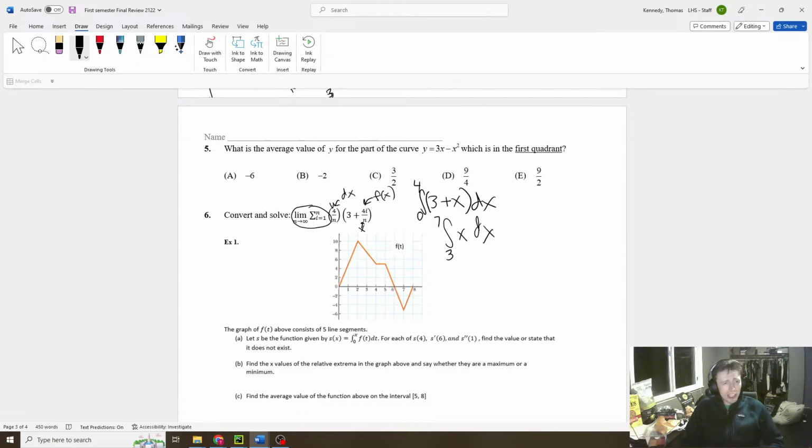And the last one that I can do for this case here, oh yeah, I'll solve one of these. What is this? x squared over 2. So 49 over 2, yikes, minus 9 over 2, so this is 20.